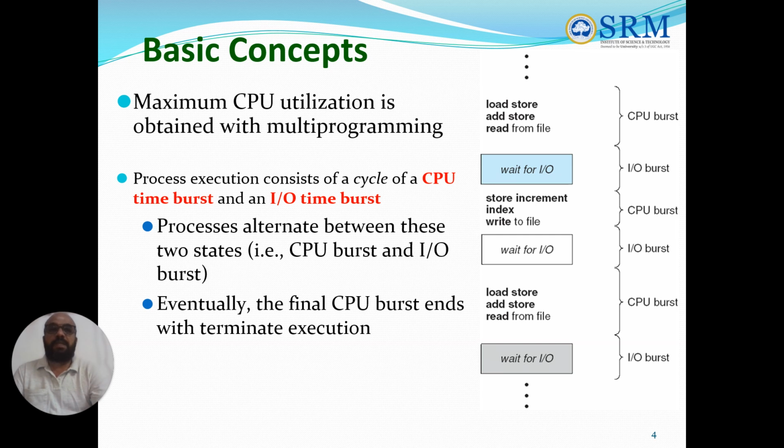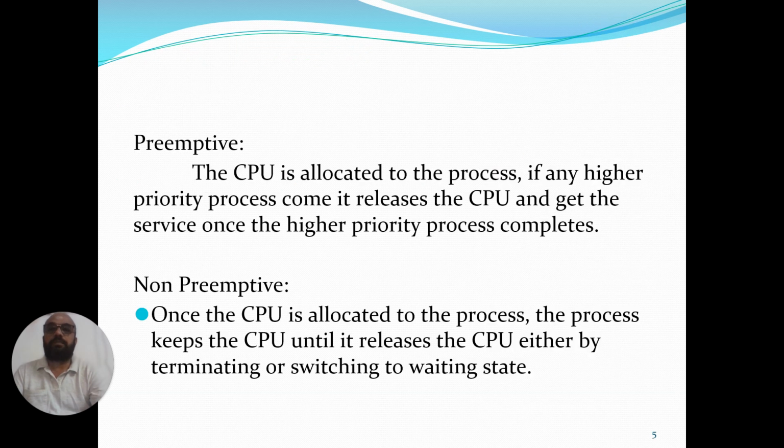Whenever a CPU burst happens, it will load the process and then add to the store and then read from the file. And whenever an IO burst happens, it will wait for the IO request. And after completion of the IO burst, again it will increment the index and then write to the file. So a sequence of CPU burst and IO burst happens.